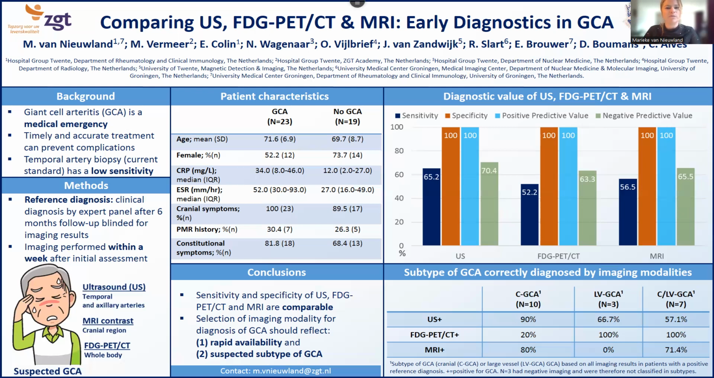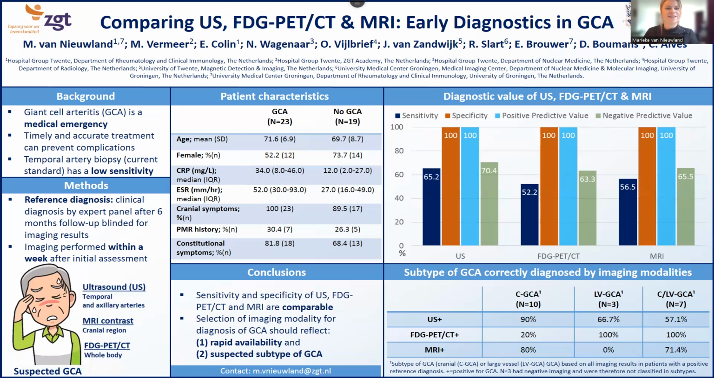Ultrasound and MRI perform most optimal for diagnosis of cranial giant cell arthritis, while FDG-PET only had a positive result in 20% of these patients. Nevertheless, FDG-PET correctly diagnosed all patients with large vessel involvement.